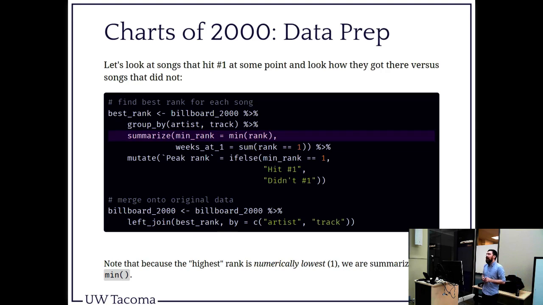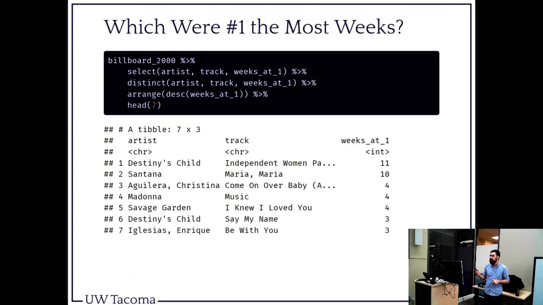So now we have a data frame that is the original data frame, but now added to it is this information on its minimum rank, its peak rank, all that kind of stuff. Okay, so I can see which songs were #1 for the most weeks. Billboard 2000, I select, I'm only interested in the artist, what track it was, and the weeks at #1. That's still going to be a lot of rows.